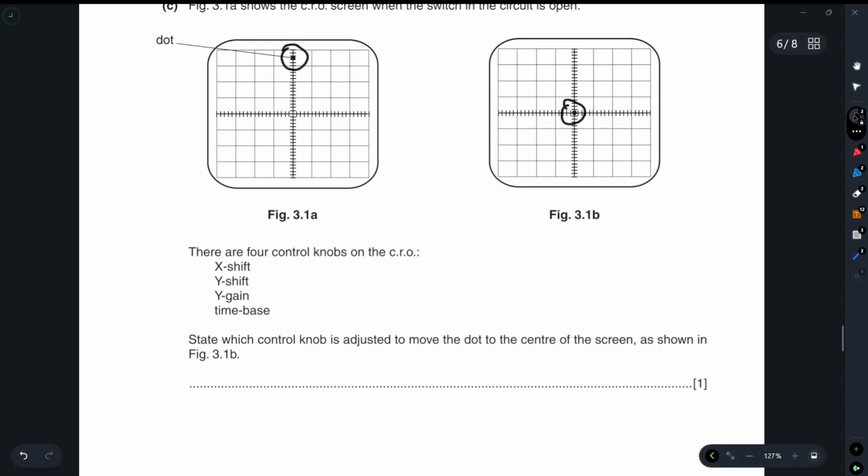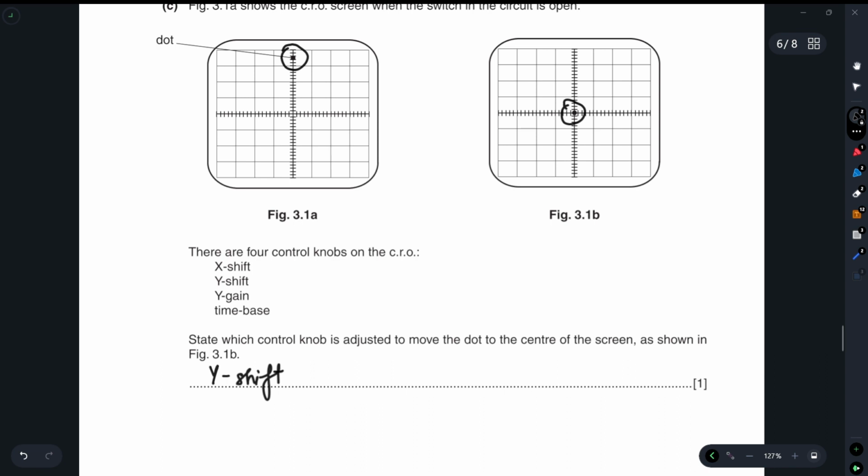Now we are bringing it down to the center. So you need to change the Y gain. Okay? Y gain. You are going to change the Y gain. The way we go for Y shift. So it could. Sorry. Not Y gain. My bad. Y shift it will be. So Y shift.